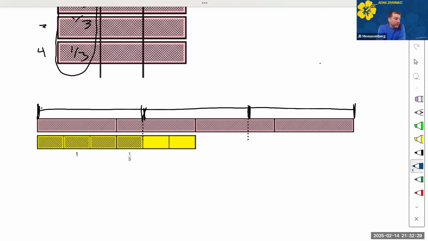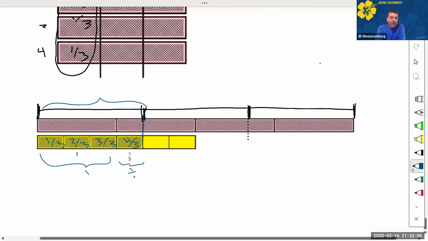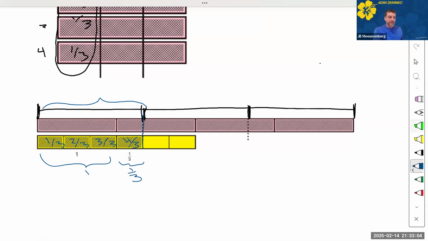And then we look up, well, how big is that? So if we put our yellow bar underneath, which is cut up into thirds, we see we've got 1/3, 2/3, 3/3 to make one whole, and then a 4th third, or 1 and 1/3, right? So we can see this is just a different way to analyze that same problem.